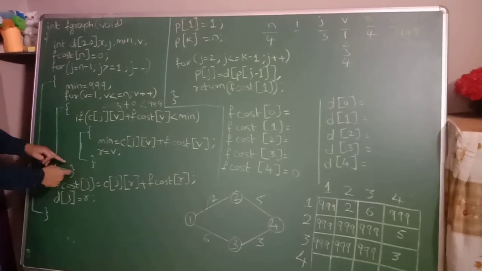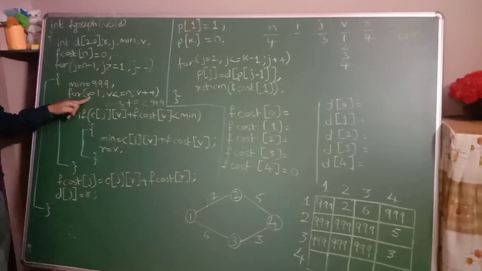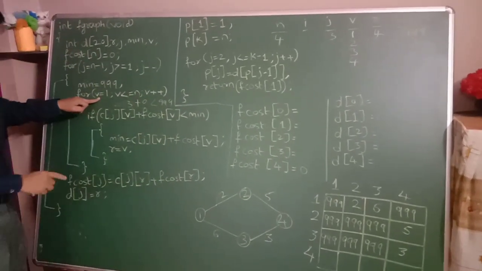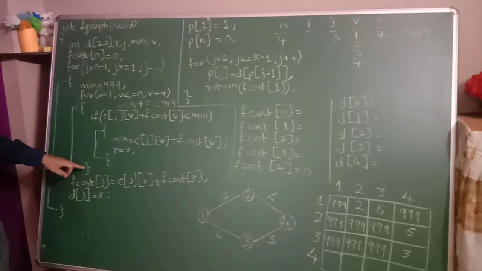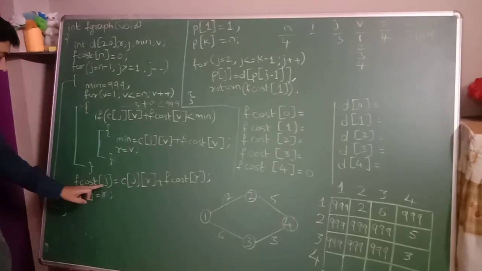Afterwards, increment the value of v by 1. Now v will become 5, right? Is 5 less than or equal to 4? No. The condition becomes false. It comes out from this inner loop, right?